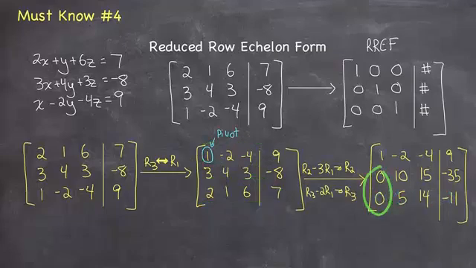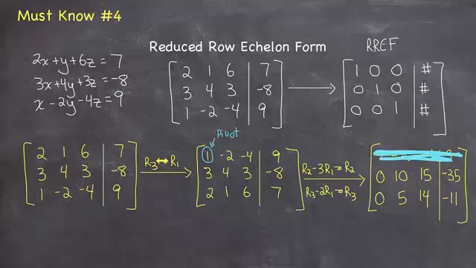Now that we've created zeros below our first pivot, we're going to ignore the first row and repeat that same process for the remaining submatrix. We're going to look at the first non-zero column. We're going to make a non-zero value be the pivot. I might as well let 10 be the pivot. And then make everything below that 10 become a 0. So I just need to make this 5 become a 0.